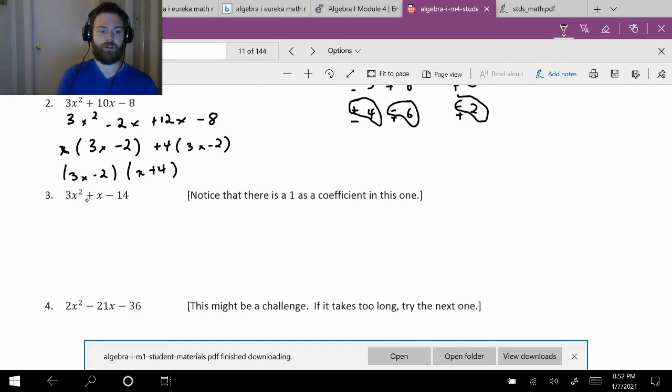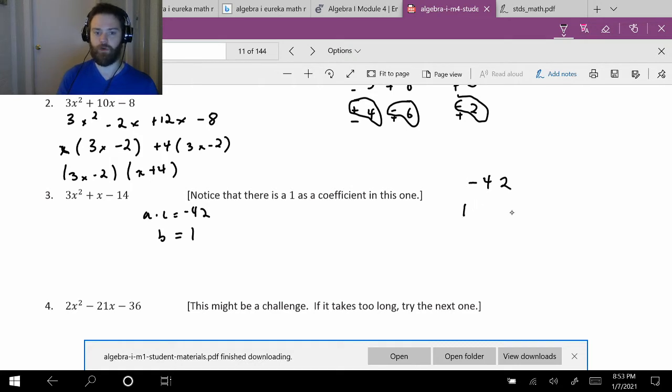Okay, this one is going to be a little dicier, right? I've got 3 times negative 14, so I've got to figure that out. So it's going to be negative 42. So a times c is negative 42, and then your b term is 1. So if I go over here and find factors of negative 42, we're going to play this game again.